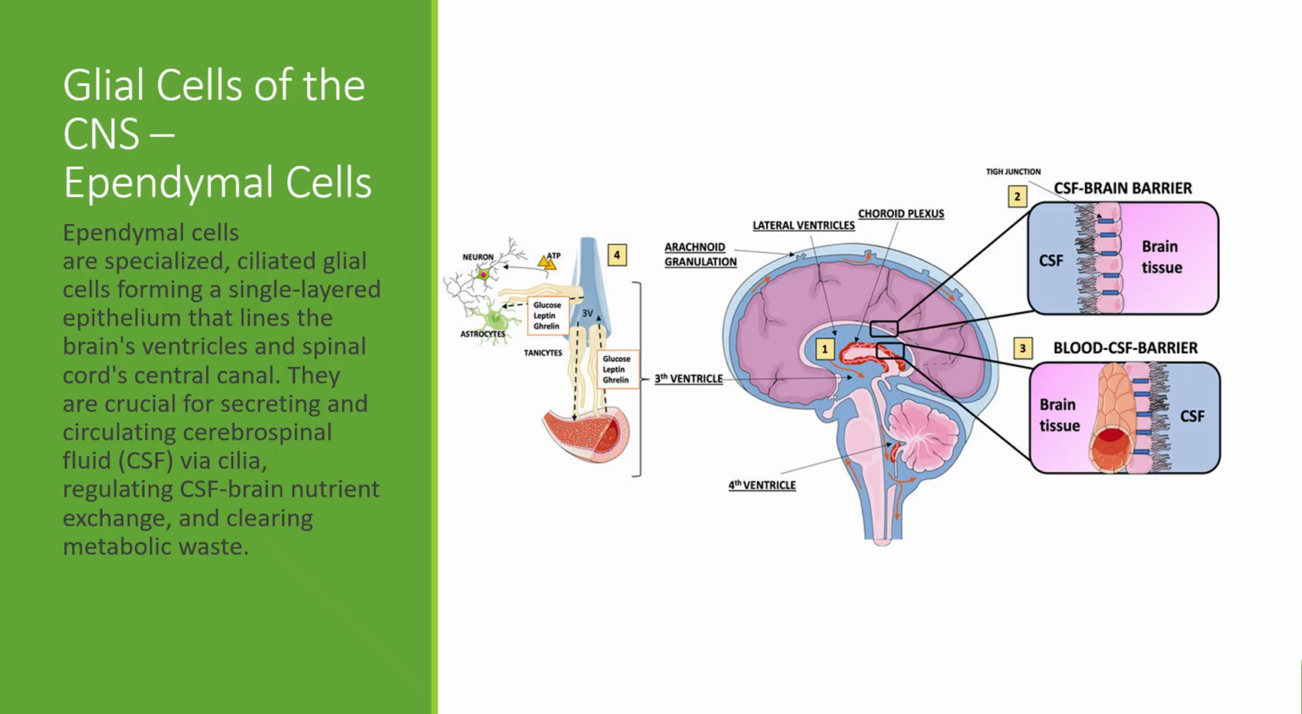They are crucial for secreting and circulating cerebral spinal fluid via the cilia that are attached to the apical surface of those cells. They also regulate the cerebral spinal fluid brain nutrient exchange, and they clear any metabolic waste.